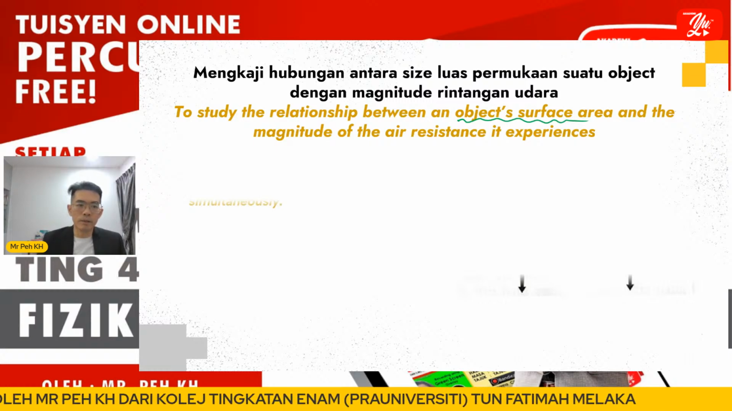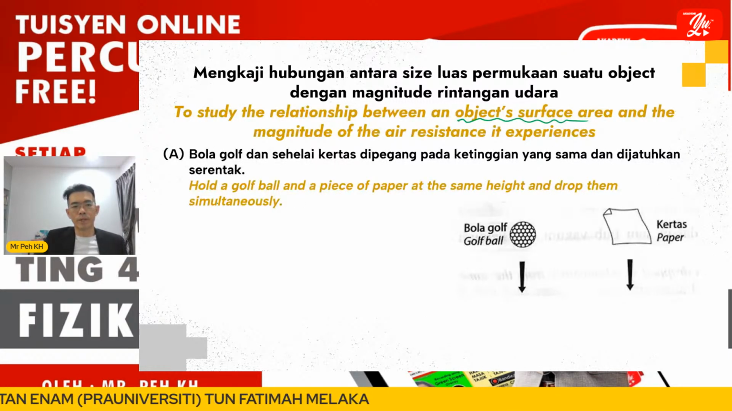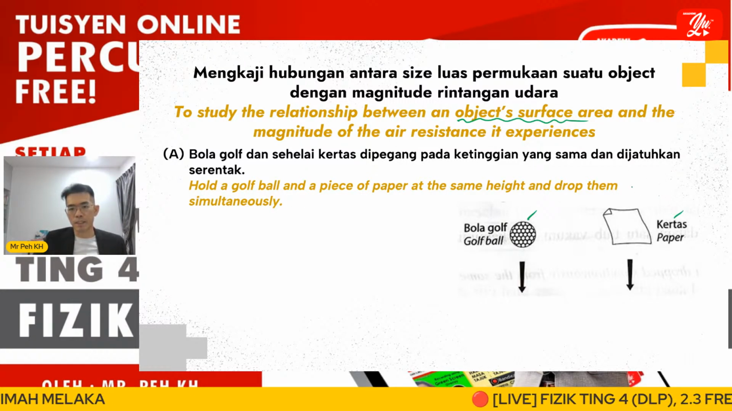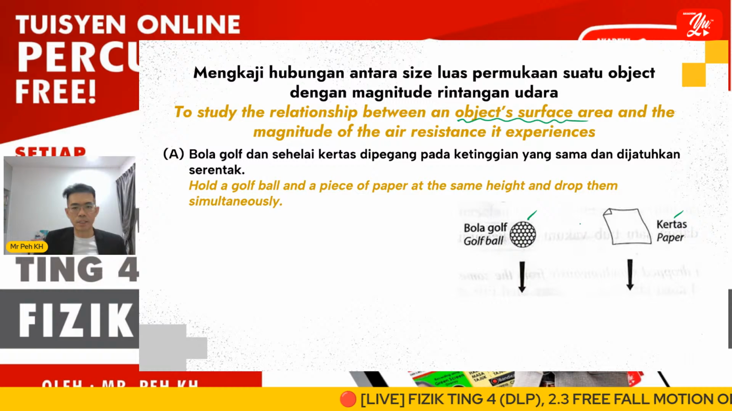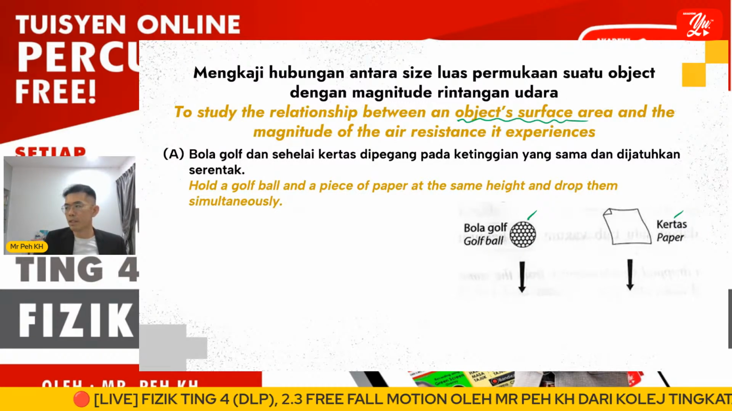Okay, so for A, the activity will be like this. Hold the golf ball and a piece of paper, golf ball with this and paper with this, at the same height and drop them simultaneously. Okay, so what object is expected to reach the ground first?